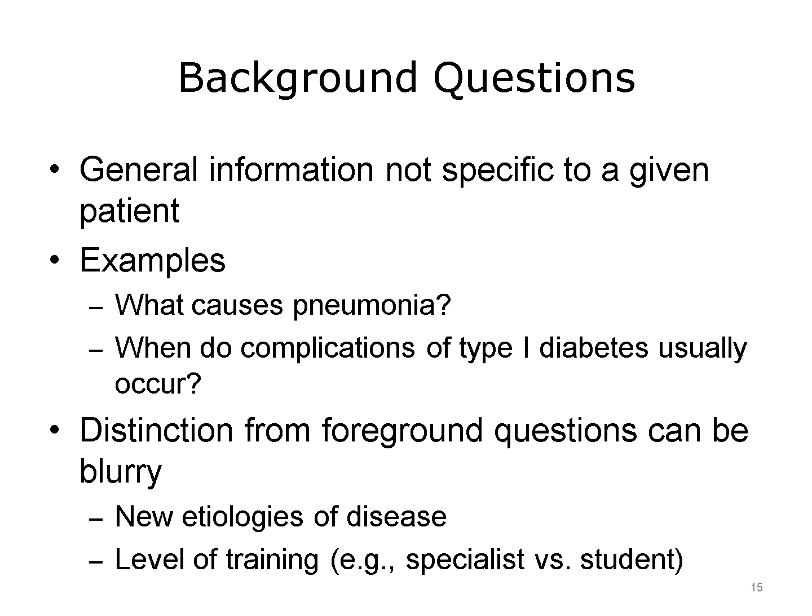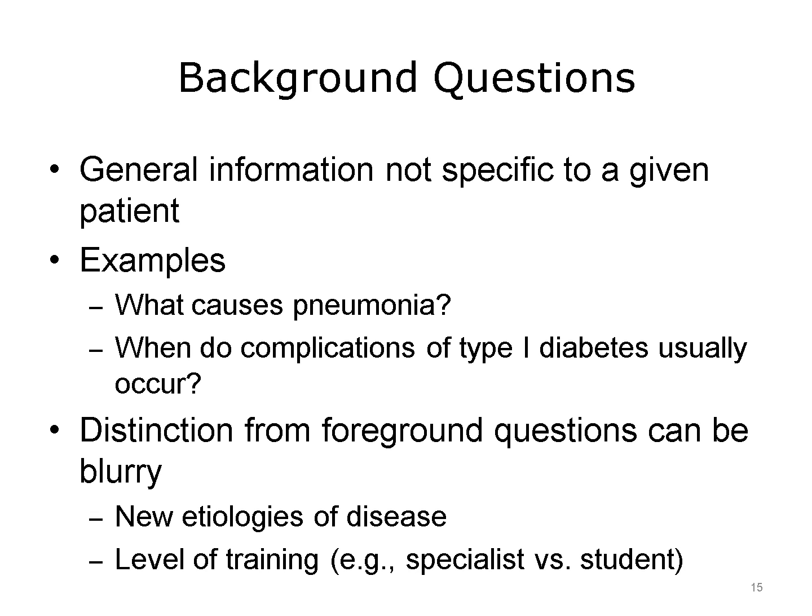It turns out that the distinction between background and foreground questions is sometimes blurry. For example, there are new etiologies or causes of disease that you may want to know about either as background or foreground. Your level of training also may determine whether your questions are background or foreground questions. If you're a subspecialist, you may tend to ask more background questions, whereas if you're a student and nearly everything is new to you, your questions will tend to be foreground questions. Although the distinction is blurry, it is important to understand a clinical question and how to phrase a clinical question to find the best evidence.